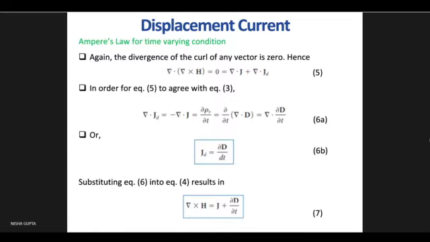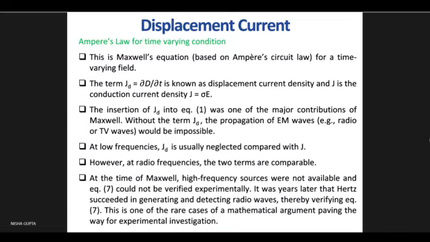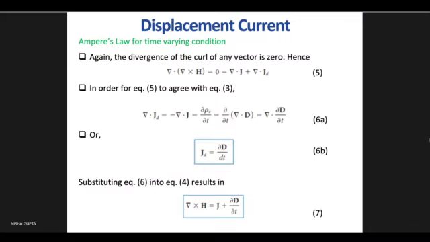Again, after adding that term, we take the divergence of the curl of the vector, which is identically equal to 0. But this time we do not get the contradiction, because here we have del dot J equal to minus del dot J_D, so it is not 0. The previous condition which was getting violated is no longer violated. So del dot J_D will be equal to minus del dot J, which is the time derivative of rho_v.